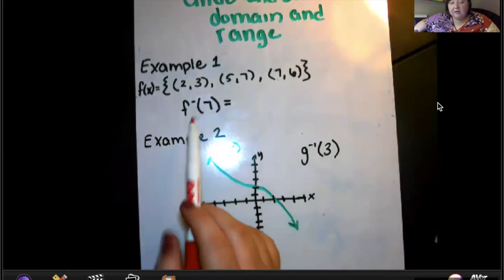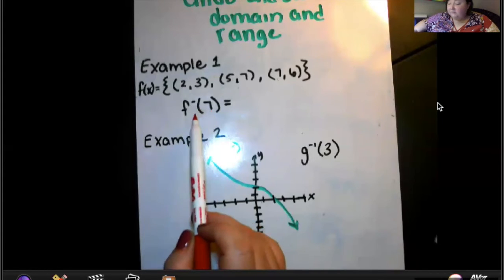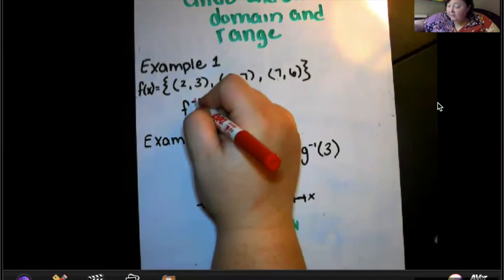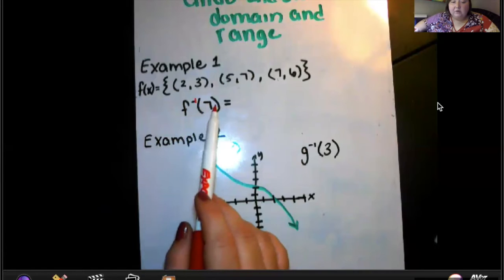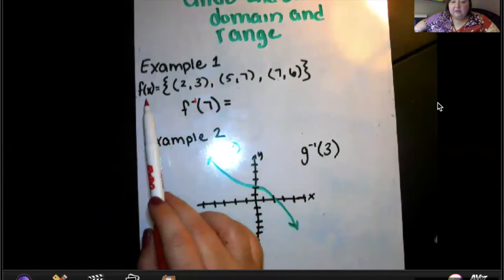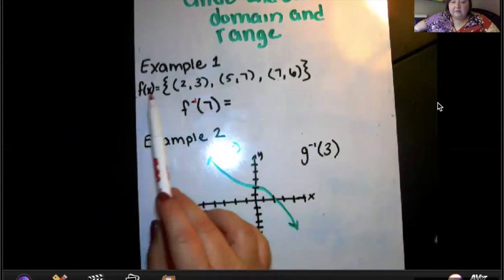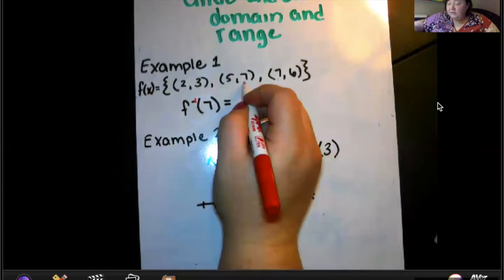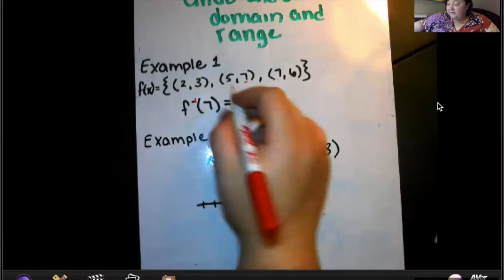If we want to find f inverse of 7, we have to think about the inverse as switching the domain and range, or switching the x's and the y's. So f inverse of 7, 7 is a y value for f of x. We want to look at f of x and find where 7 is a y value. We see that 7 is a y value here, so f inverse of 7 is 5.